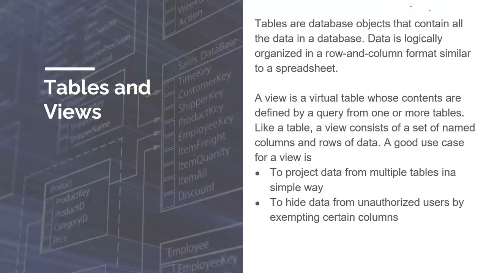Now, tables are database objects that contain all the data in a database. The data is logically organized in a row and column format similar to a spreadsheet. Just like you have an Excel spreadsheet whereby you have different entries at different rows and a column to give you the attribute. Maybe, for example, in a class, you take a record of the student's ID number, the first name in the other column, the middle name, the last name, the age, the student's height. So this attribute of each individual can be saved at each column, and their record will be inputted at the row.